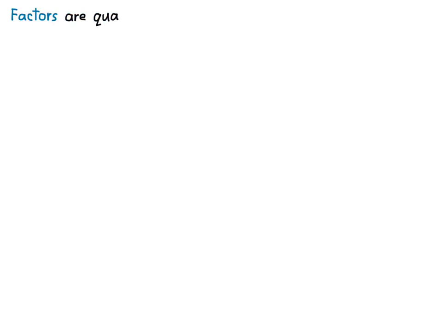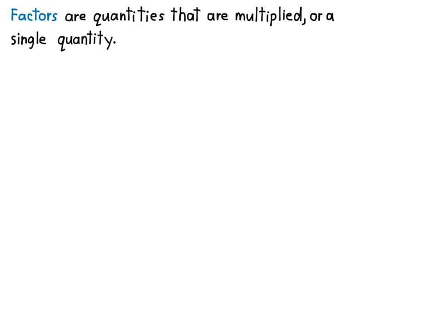So the next thing I want to talk about are factors. This is the other word. First we had terms, and now we have factors. A factor is a noun, and these are quantities that are multiplied, or a single quantity. So terms are added, or a single quantity. Factors are multiplied, or a single quantity. So notice there's some overlap there. A single quantity can be thought of as a term or a factor.